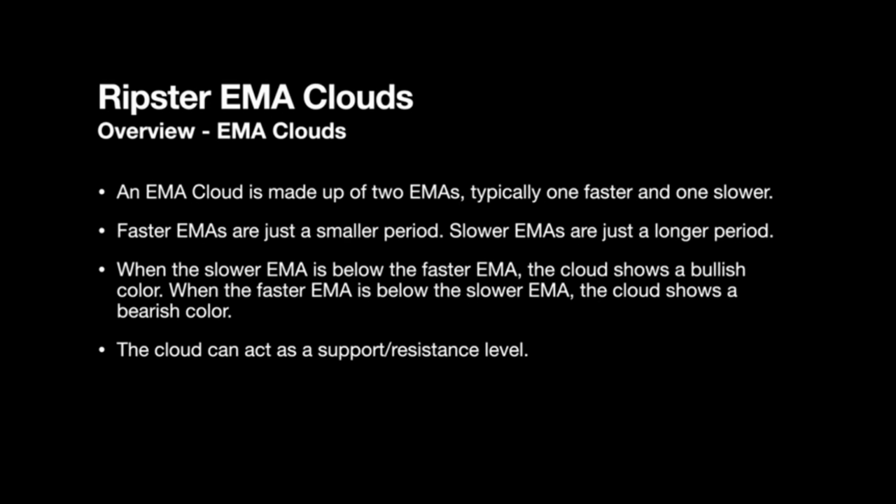And so from that, if you shade the area in between these two EMAs, you get what looks like a cloud, which is what the EMA cloud is. The nice thing about this cloud is you can do some interesting things based on where the faster and slower EMAs are relative to each other. On some of the clouds, when the slower EMA is below the faster EMA, the cloud will show, let's say, a bullish color. And when the faster EMA is below the slower EMA, the cloud will show a bearish color.